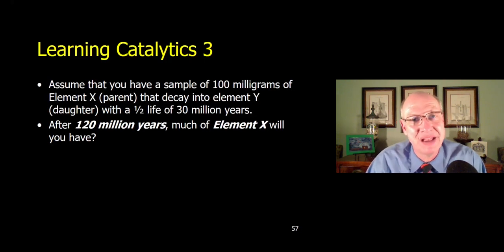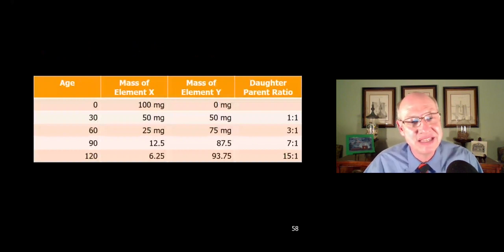This one was a bit tricky because there was an extra half-life in there. So when it was 0, we had 100 milligrams. At 1 half-life, it was cut in half. At 2 half-lives, it's cut in half again. At 90 million years, which is 3 half-lives, it's cut in half again. And by 120 million years, it's 4 half-lives. It is divided all the way down to 6.25 milligrams of element X. Element Y will make up for that difference. So element Y is now 93.75 milligrams. That just comes from all of element X that has decayed having gone into the daughter Y.